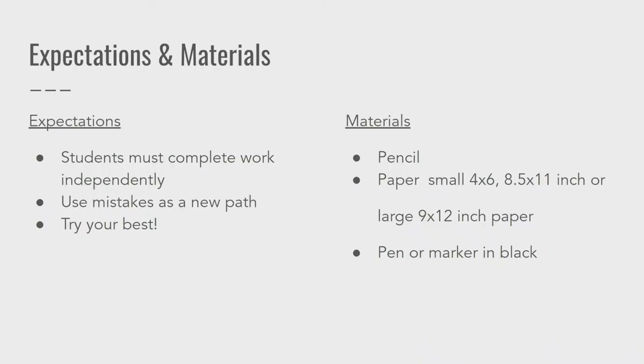In this lesson, the expectations and materials are approachable and possible. For the expectations, students, I'd like you to try to complete your work independently, use your mistakes as a new path, and try your best. For materials, we need a pencil, small or medium paper, like 8.5 by 11 Xerox paper, or a large 9 by 12 paper, a pencil and a marker in black. If you have additional materials that you'd like to add to this later, please use them.